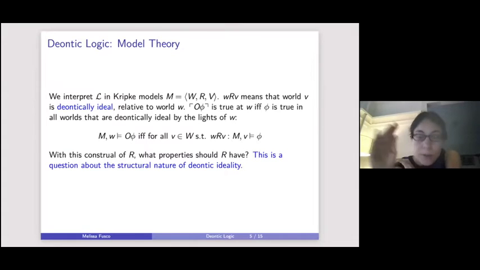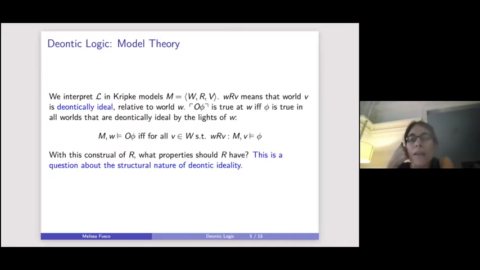So with this construal of the R relation, we can ask what properties should the R relation have? Sort of what mathematical or structural properties should R have? So this is a conceptual question, right? It's kind of a question about the structural nature of deontic ideality. We're trying to ask whether we can imbue the relation R on possible worlds with structural properties that reflect the nature of deontic or moral ideality. So maybe there aren't any such properties. Maybe at that abstract level, you can't say anything. That's at least a possibility at the outset.